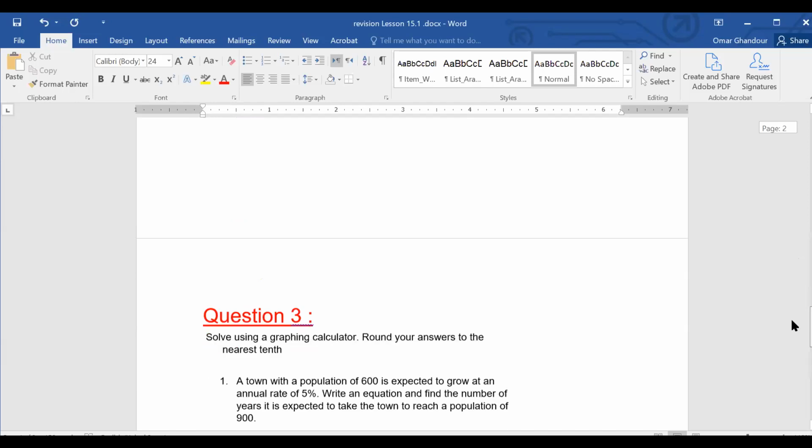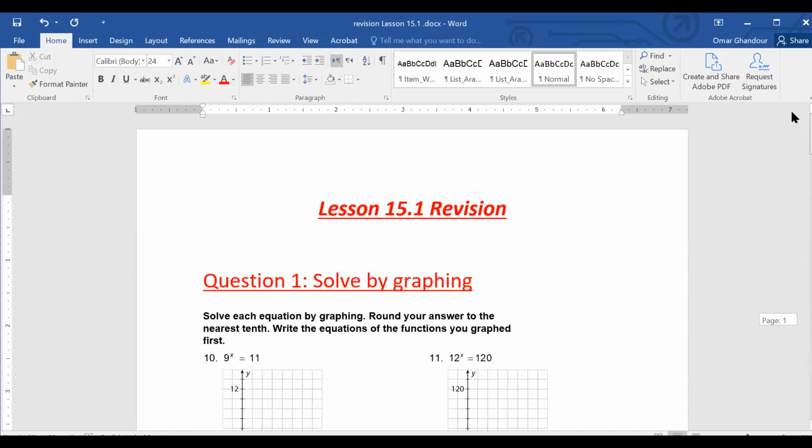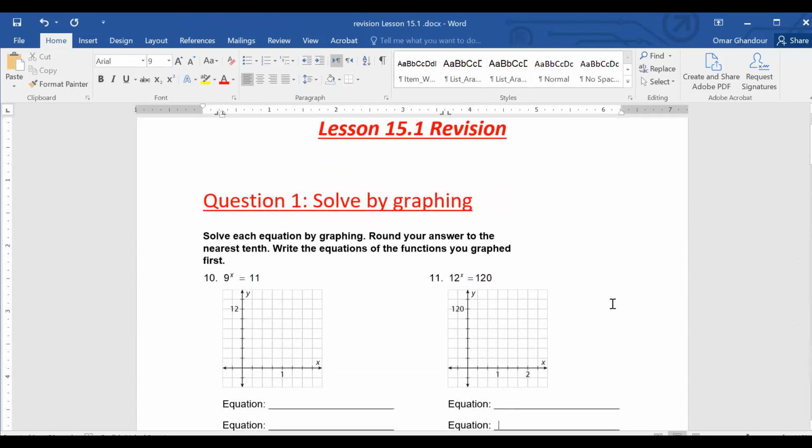Okay, let's start with the first part, which is solving graphically. You have to read the question carefully. Did they tell you graphing or algebraically? You cannot mix them together. You have to do whatever the question is telling you. Let's see how to solve by graphing.